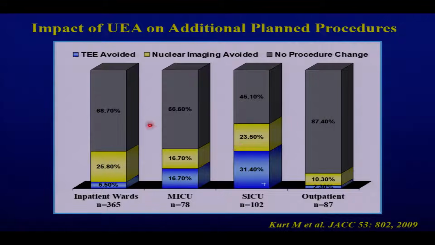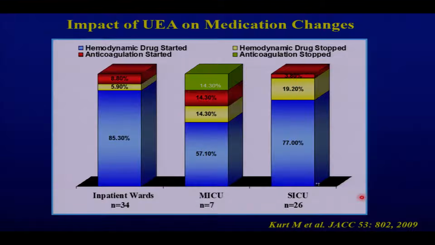This is TEE avoided in blue, nuclear imaging avoided in yellow, and no procedural change. Notice that the vast majority of the impact are in the intensive care units, no question about it. It's almost more than 50% impact, particularly in the surgical intensive care unit, where you do the study, you can't even tell what the situation was. And the least is in the outpatients. Not to say it's nil, but certainly it depends on the patient population that you see.